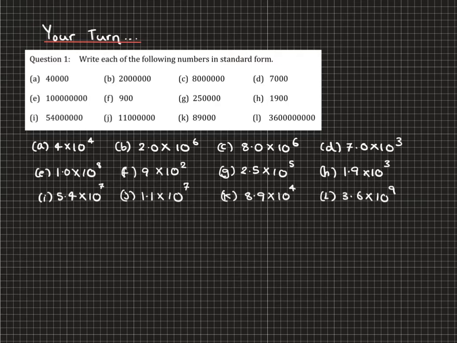So here are the answers. Some of you might be worrying, for instance, in part B, why I've written 2.0 times 10 to the 6 instead of 2 times 10 to the 6. There's absolutely no difference between the two answers in this particular context, so it's absolutely fine. If you've put 2.0 times 10 to the 6, that's correct. If you've put 2 times 10 to the power of 6, also correct. And the same in these other questions as well.